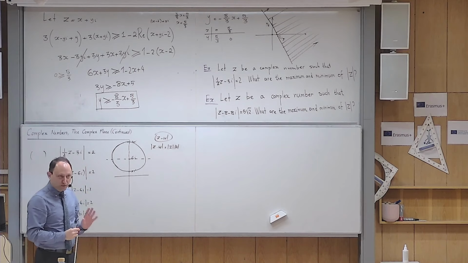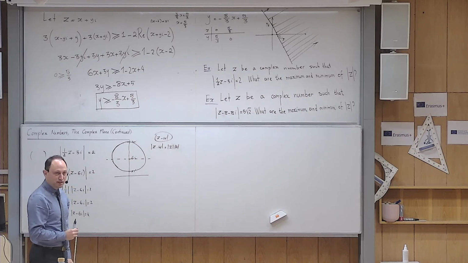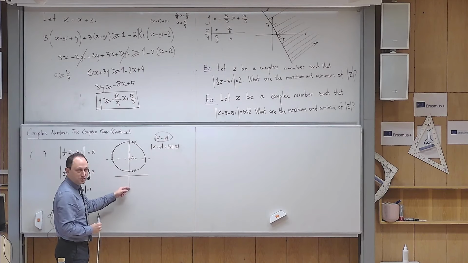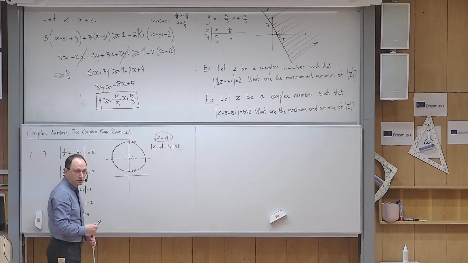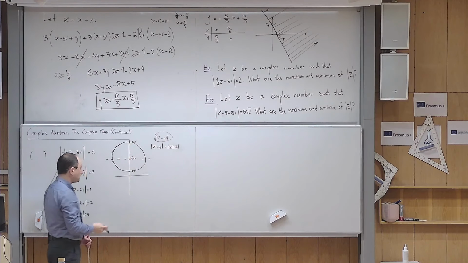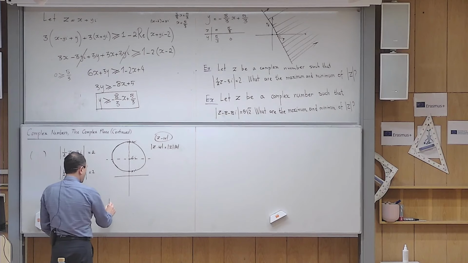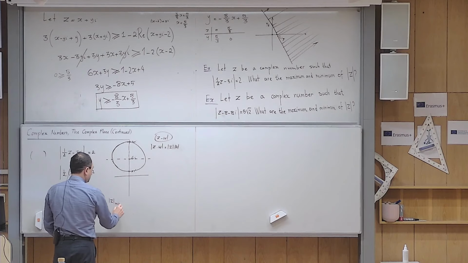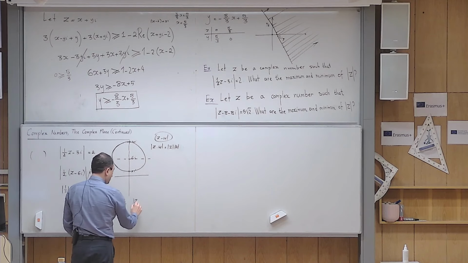So I don't want you to prove it rigorously, but intuitively you understand which one has the smallest distance. This point is the closest point to the origin, and this point is the farthest point to the origin. Okay, so what is absolute value z minimum? Is this distance 2? What is absolute value z maximum? It is 10.